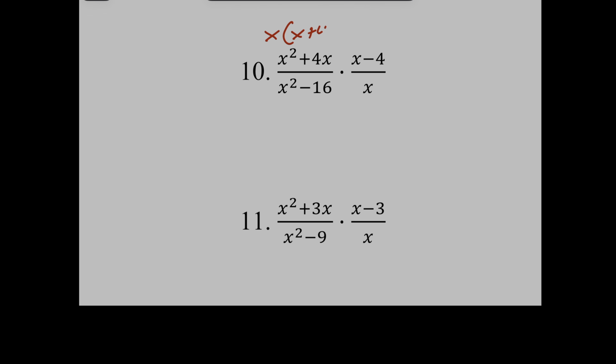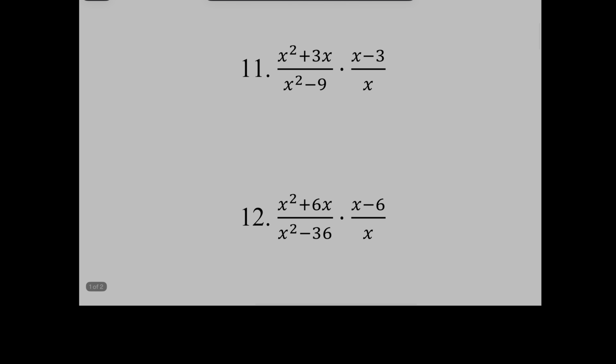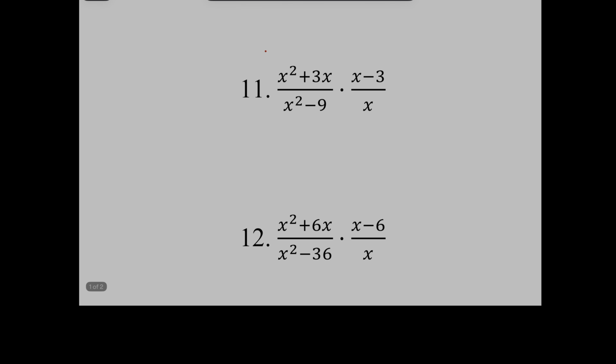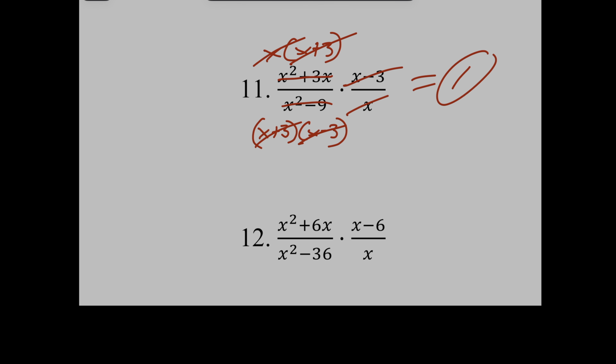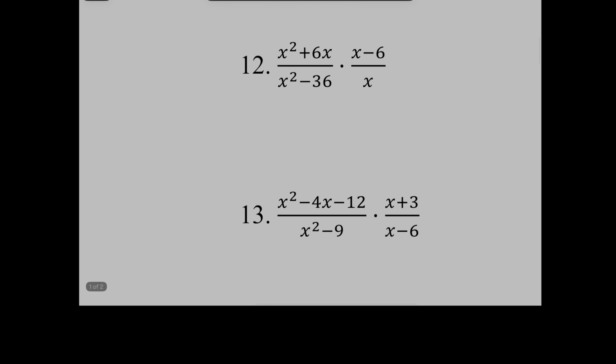X plus 4. This is just going to be an x plus 4 and an x minus 4. Now, let's look at it. X minus 4, x minus 4, x plus 4, x plus 4, x. They all go away to a 1. Number 11, I can pull out what from the top? I can pull out an x. What's left over? X plus 3. I have a difference of squares on the bottom. That's an x plus 3 and then x minus 3. Now when I cancel, I'm not looking at these anymore because I've now factored them. And now I'm going to get an x minus 3, an x minus 3, an x plus 3, an x plus 3, an x, and I'm going to get a 1. There you go.